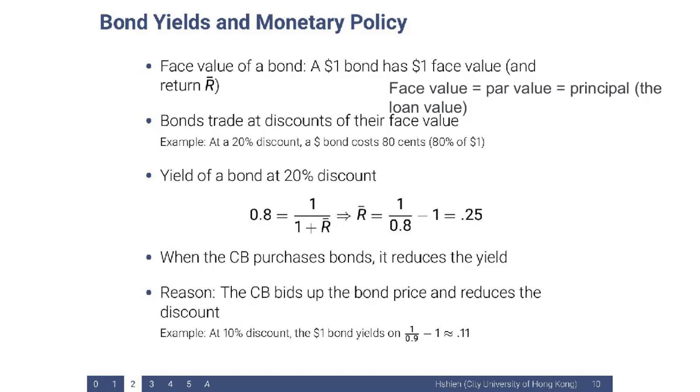All right. So I wrote face value, par value, principal. It's the same thing. Okay. It's the amount of money you get at the end of the term. That's the loan that's given out, right? The loan value.